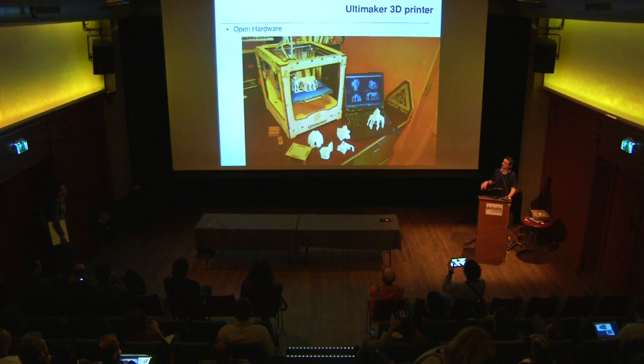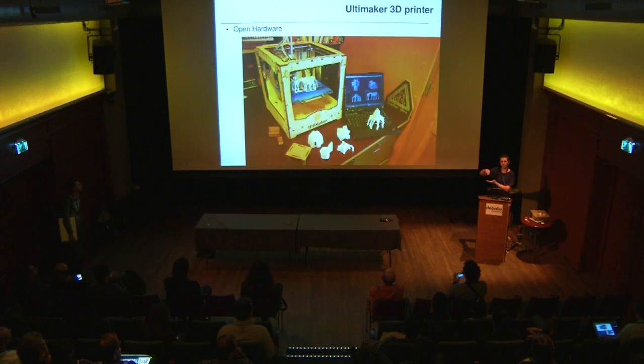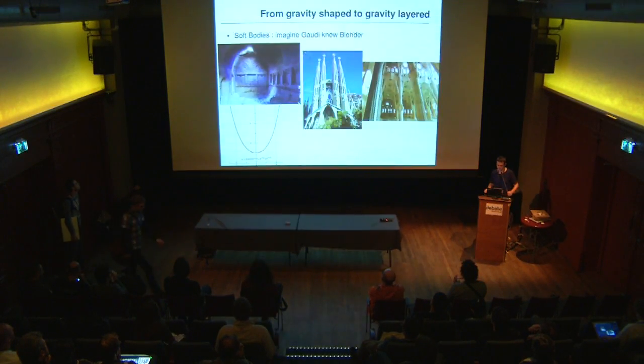So this is the printer we use. It's an Ultimaker. It's an open hardware printer. There are so many printers. It's using FDM, so it's filament deposition. We will see a video to understand how it works.